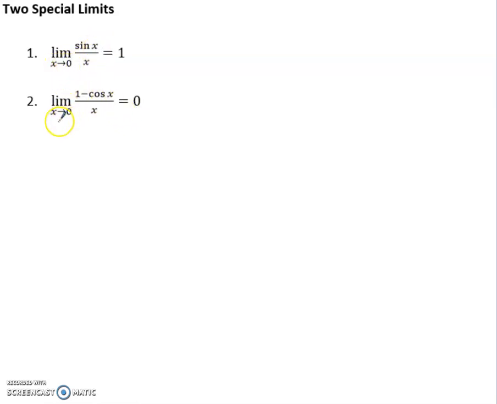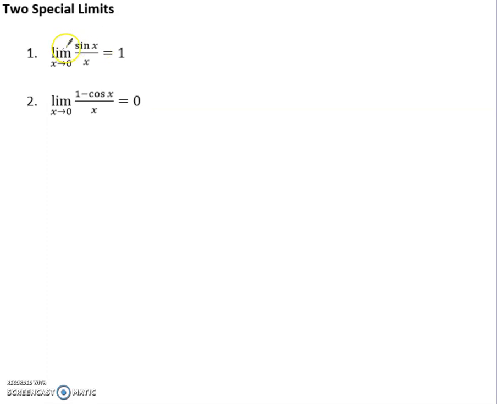Same thing on the bottom, x approaches 0, but this time it's 1 minus cos x over x. And again, if I plugged in a 0, I'd get 1 minus 1, or 0 over 0. So that's a hole. My graph actually does approach 0. So these two guys are important.